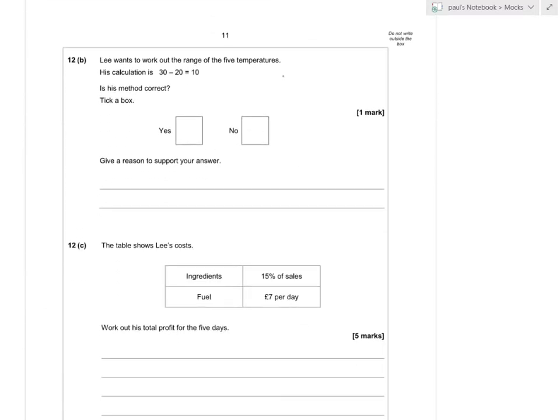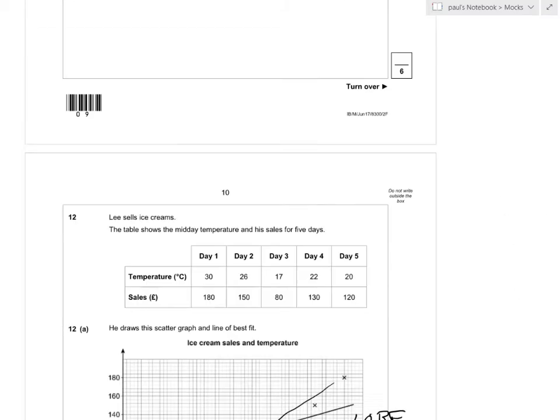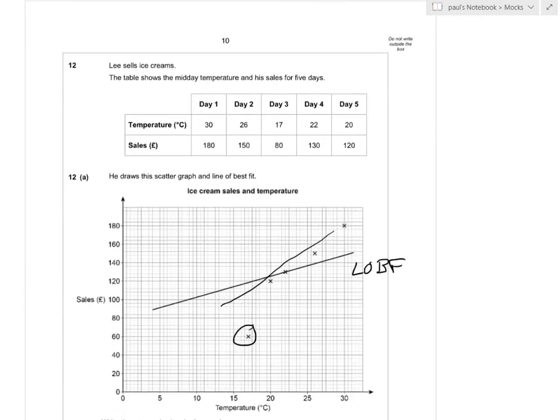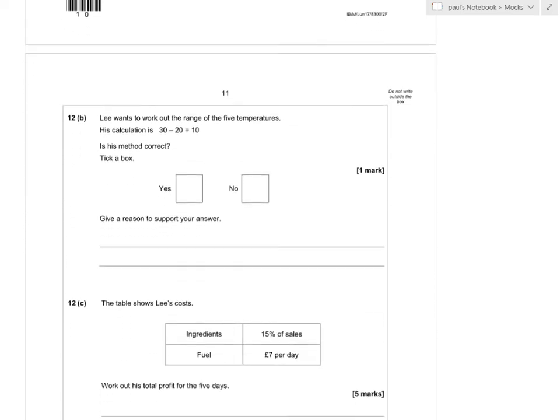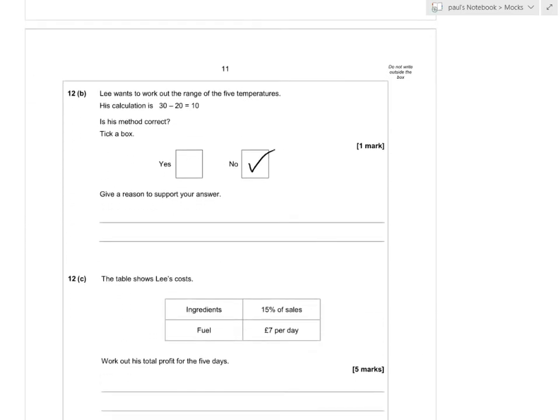Lee wants to work out the range of 5 temperatures. 30 take away 20 equals 10. Right, so the range is the difference between the largest and the smallest. So there's the largest and there's the smallest. Oh, he's done it from the 20. So it should be 30 take away 17. So is he wrong? He's wrong, isn't he? So it should be 30 minus 17, which equals 13.